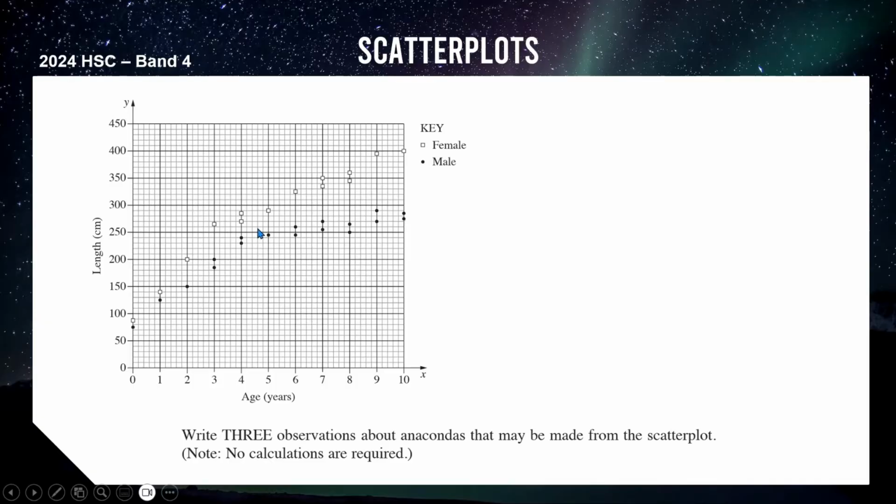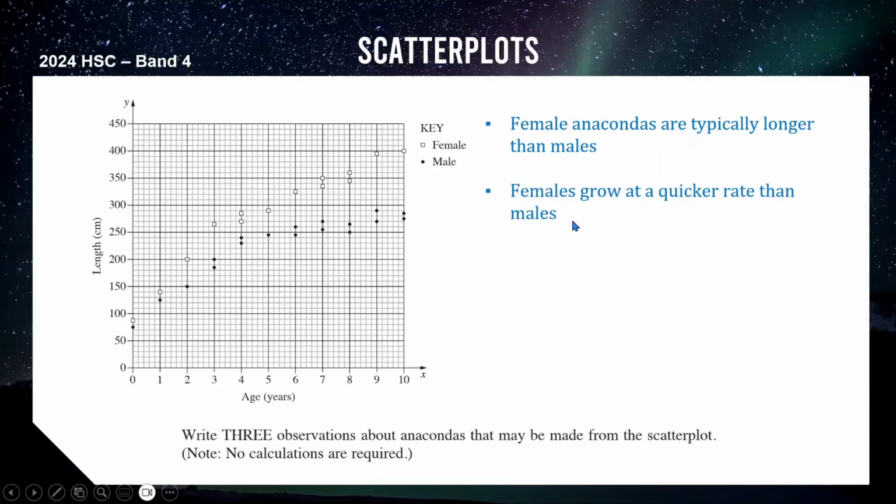We can also see that at the start, our age 0 is going to indicate when these snakes are born, 0 years old. And from our y-axis here, we can interpret their birth length. So let's write down some observations and try and get some points for this question. First one we can say is that, like we said, female anacondas are typically longer than the males from this data set. And as we said, the females are typically growing at a faster rate because the gap between them is widening as we move further throughout the age groups.